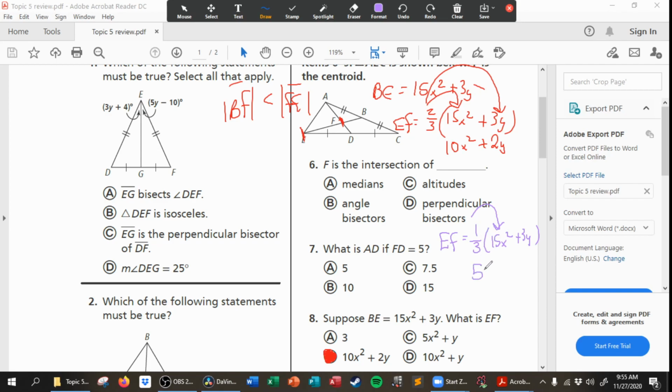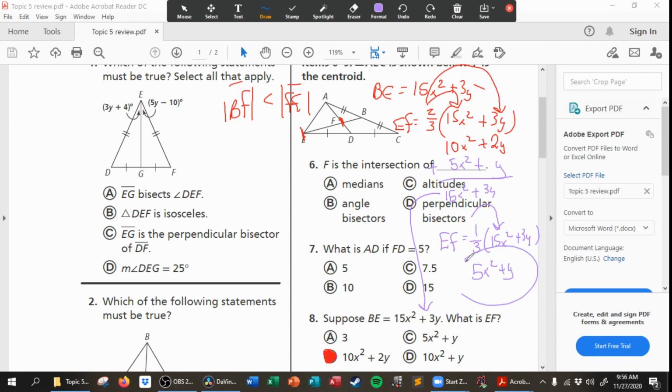15 divided by 3 is 5x squared, and 3 divided by 3 is y. Now, if I take that and I add it together, I should get the full length, right, by the segment addition postulate. This is going to return back 15x squared plus 3y, which is exactly where we started. So we did find the 1/3 and 2/3 sections correctly. We were able to check our work that the math we did would turn out.